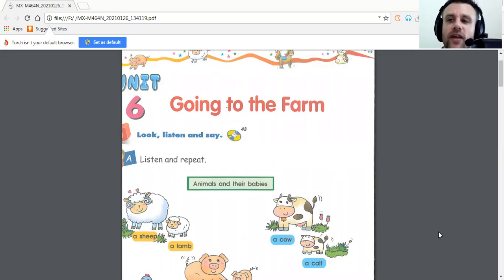Okay, so today we will go on to a new unit, unit 6, and speak about going to the farm. What do you have on a farm? First of all, there are animals, isn't it? Yes. So we will talk first about the animals. Which kind of animals do we have on the farm?